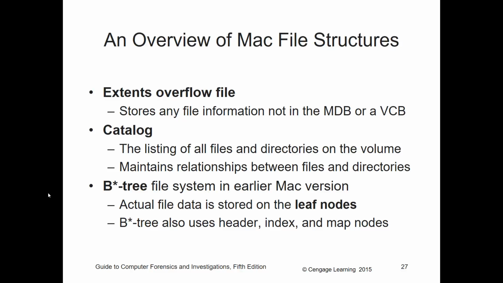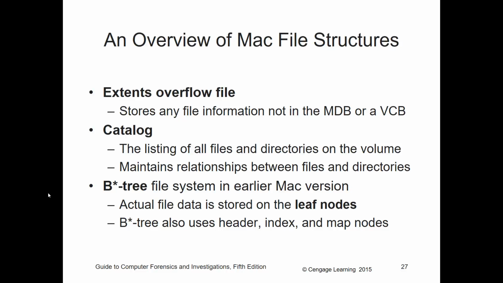We also have what's called an extended flow file, and this is going to store any information not in the MDB or VCB. We have a catalog, and this will list all of the files and directories on the volume, pretty similar to an index. That will maintain the relationship between files and directories.